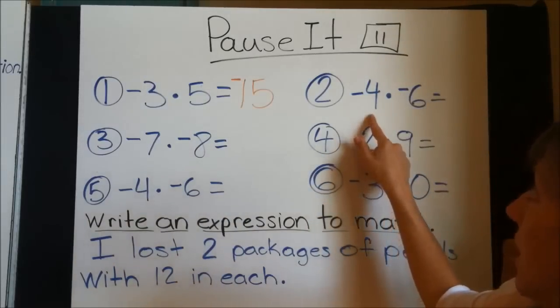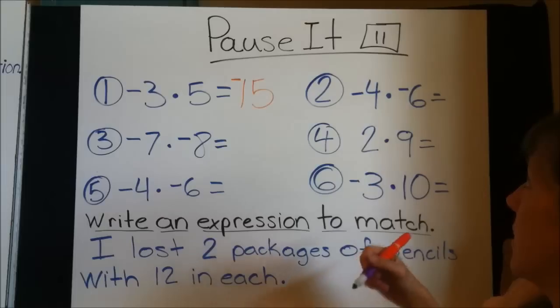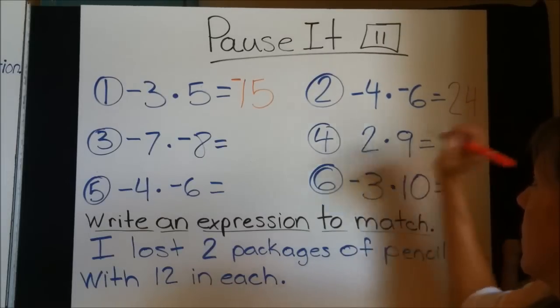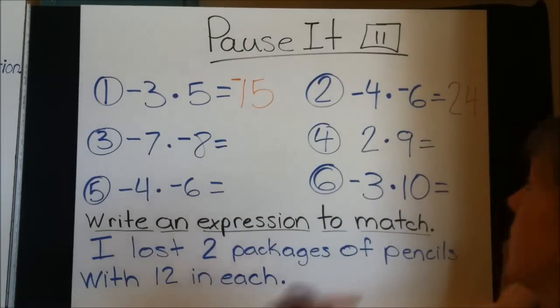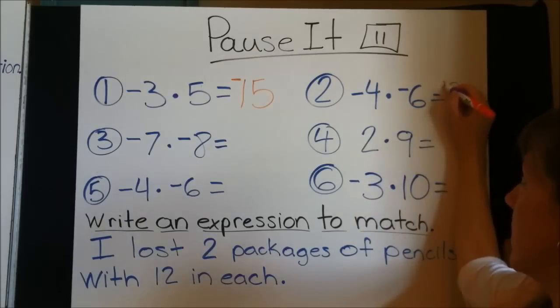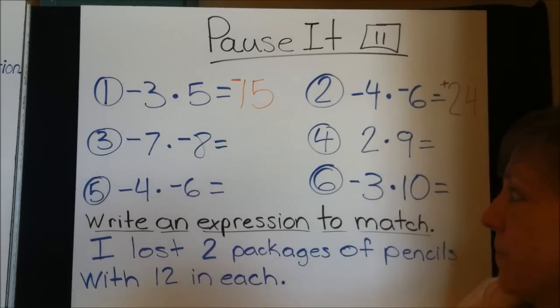Number 2 is a negative times a negative. I know 4 times 6 is 24. And a negative times a negative, those are going to cancel each other out. It's just going to be a positive 24. I can leave it like this with no positive sign, or I could put a positive sign on it. They both mean the same thing.